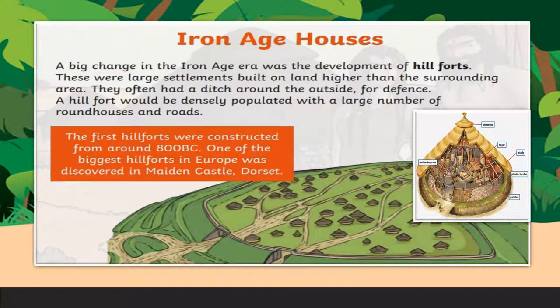Iron Age houses. A big change in the Iron Age era was the development of hill forts. These were large settlements built on land higher than the surrounding area. They often had a ditch around the outside for defense. A hill fort would be densely populated with a large number of round houses and roofs.